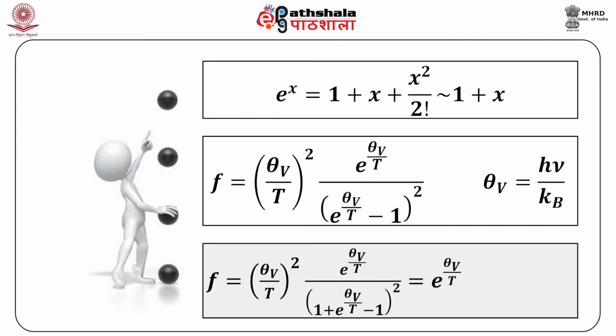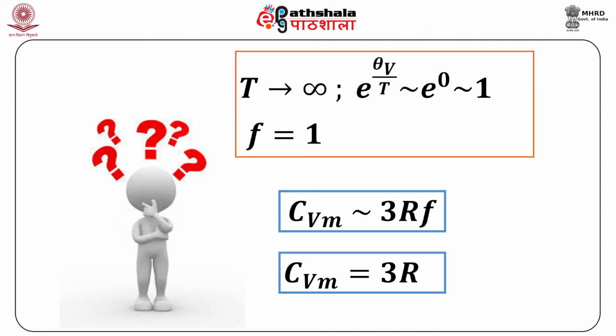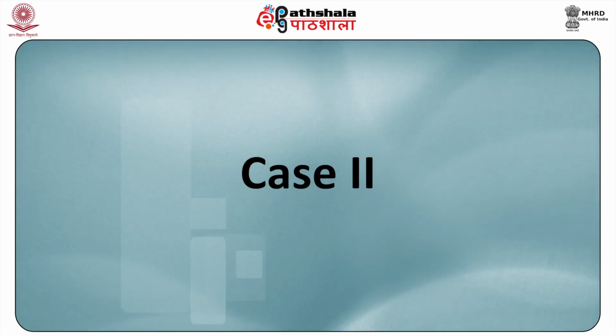And since temperature is very high, therefore e to the power theta v by T ultimately tends to approach e to the power 0, because T is very high, and that becomes 1, and that is F tends to approach 1. That means at high temperature, as you can see here, molar heat capacity tends to approach 3R because F approaches 1. And now let us consider case second.